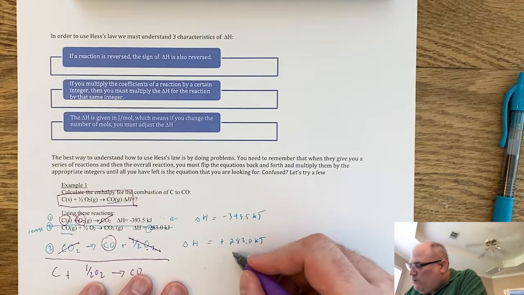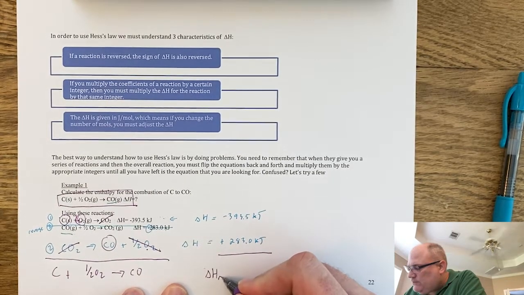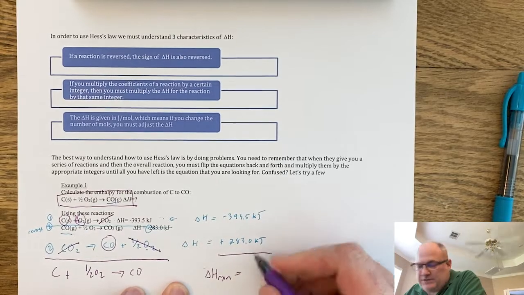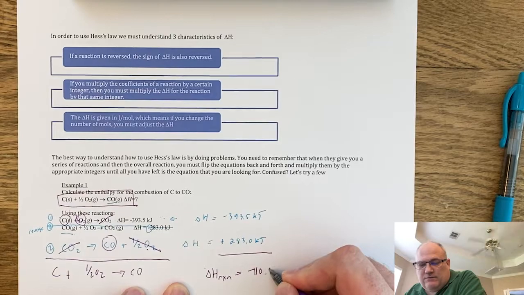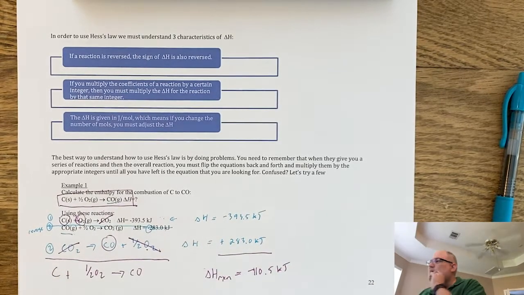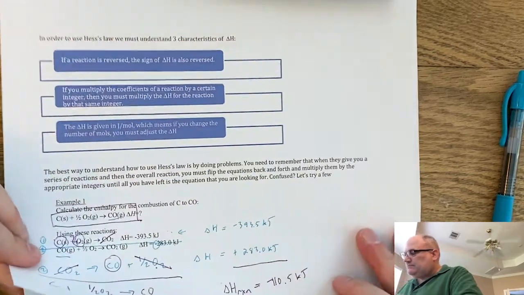So that means when we do our overall enthalpy for the reaction, we have to add these two together. I'm going to call it change in enthalpy for the reaction because it is for the reaction. It's going to give us minus 110.5 kilojoules.